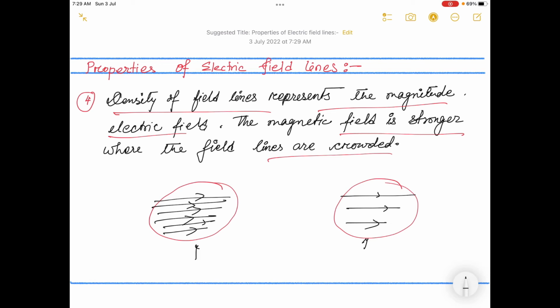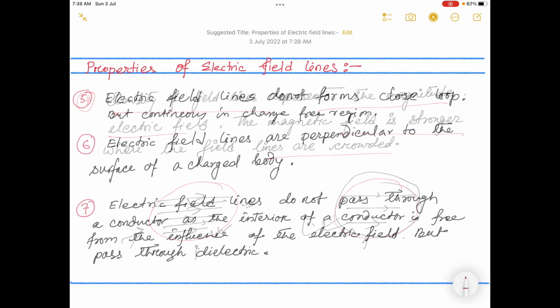If you compare the density of electric field lines in these two regions, here the field lines are more dense and crowded. So the strength of the field in this region will be stronger compared to this region, right? Because the density of the electric field lines is low here and high here, where the field lines are more dense and crowded, the field strength is higher.